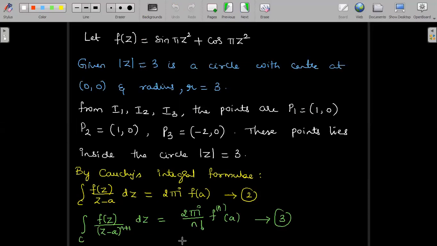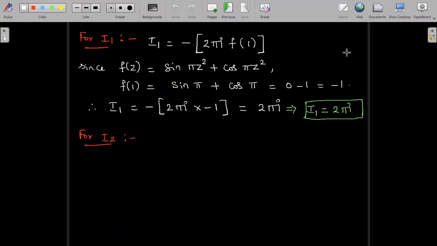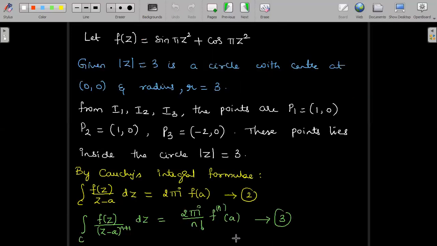Equation 3 for us. So the previous one we actually compared with equation 2. I1, we wrote it in this form using equation 2, that is the integral formula. Right now, what we have to use is equation 3, that is the generalized integral formula, which is 2 pi I by n factorial into f^n of a. Now, could you understand this is n in the power here? Let me rewrite once again for you. This was n in the power.